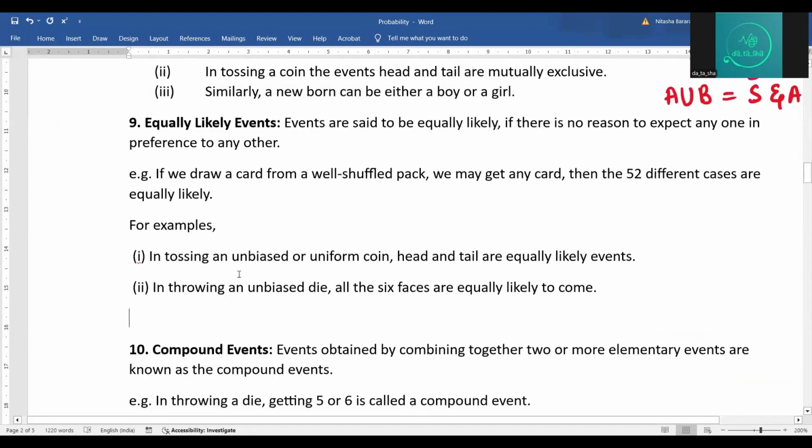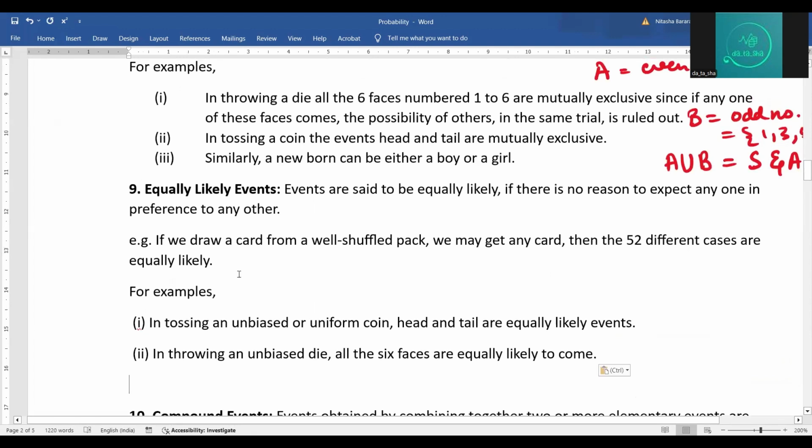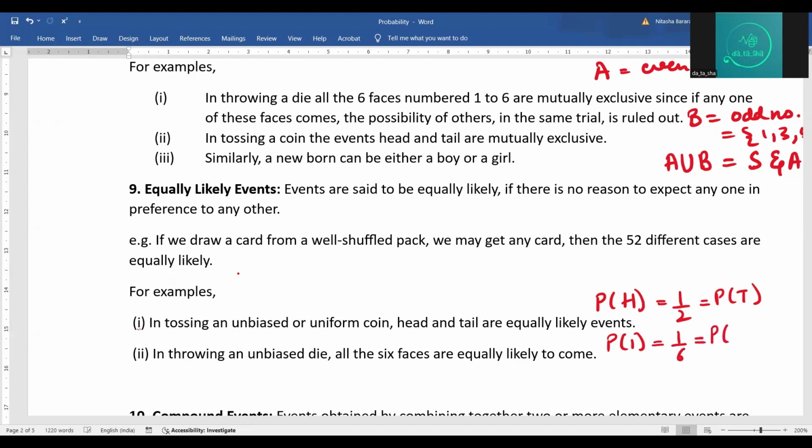So when you toss a coin, head and tails are equally likely events. That means their probabilities are same. So probability of getting a head is half and probability of getting a tail is also half. So they are equally likely events. Similarly, if you throw a die, the probability of getting a 1 is 1 by 6. Similarly, probability of getting a 2 or 4, or 3, 5, 6, they all are same. So if you throw it once, it is 1 by 6. If you toss a coin once, it is also half, right? I'm not talking about tossing 2 coins or throwing 2 dice. I'm just giving you an example of 1 coin and 1 die.